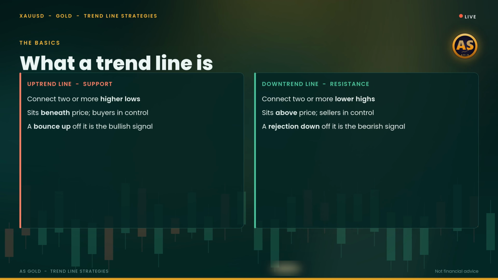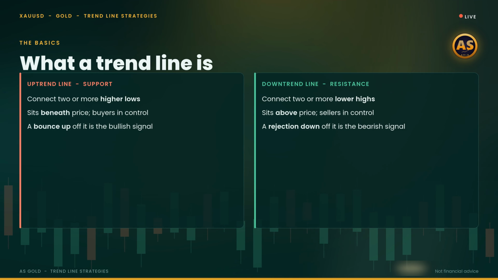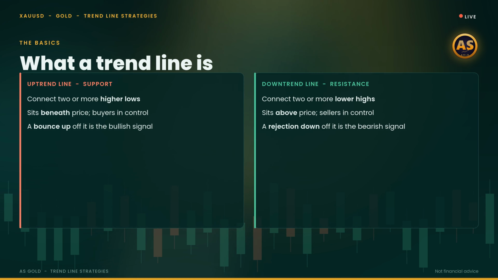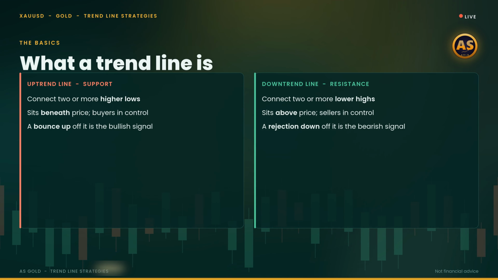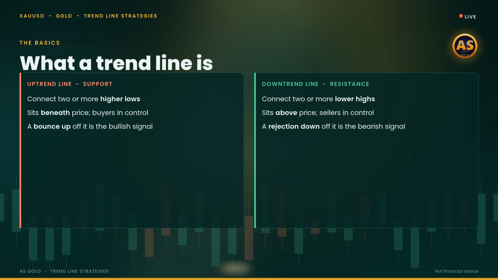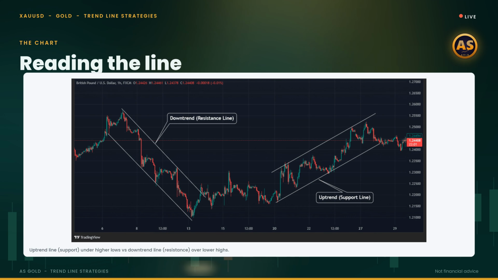So what exactly is a trend line? It's one straight line that maps the direction of price. In an uptrend, you draw it underneath the higher lows, and it acts as support. In a downtrend, you draw it across the lower highs, and it acts as resistance. That's the whole foundation. Here it is on a real chart.